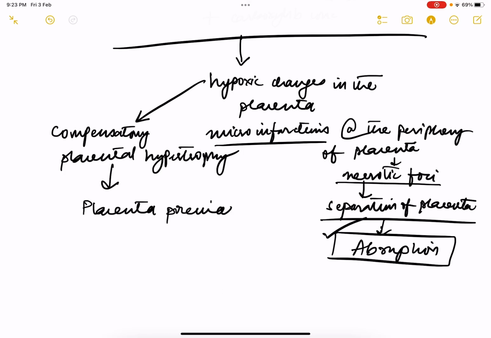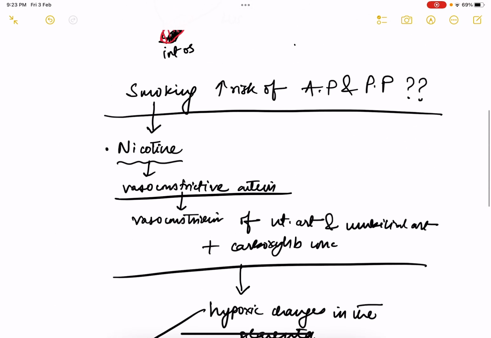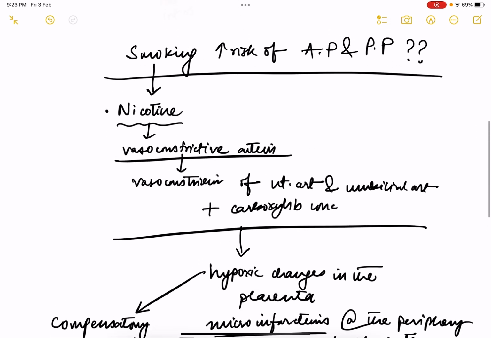So now it's clear how smoking is a risk factor for placenta previa and abruptio placenta. You don't have to cram it. Now you can understand and learn.